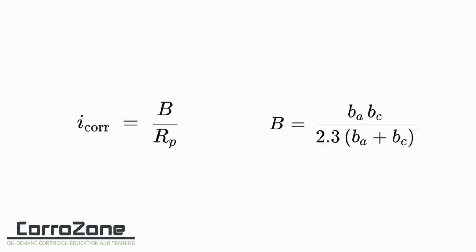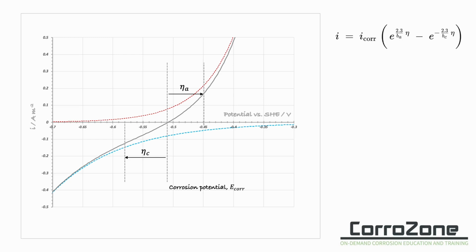First of all, the Stern-Geary equation is derived mathematically for a specific case of corrosion. Strictly speaking, it provides an accurate estimate of the corrosion current only in situations where both the anodic and cathodic reactions are under activation control. This means that the anodic current increases exponentially as the potential increases, and the cathodic current increases exponentially as the potential decreases.